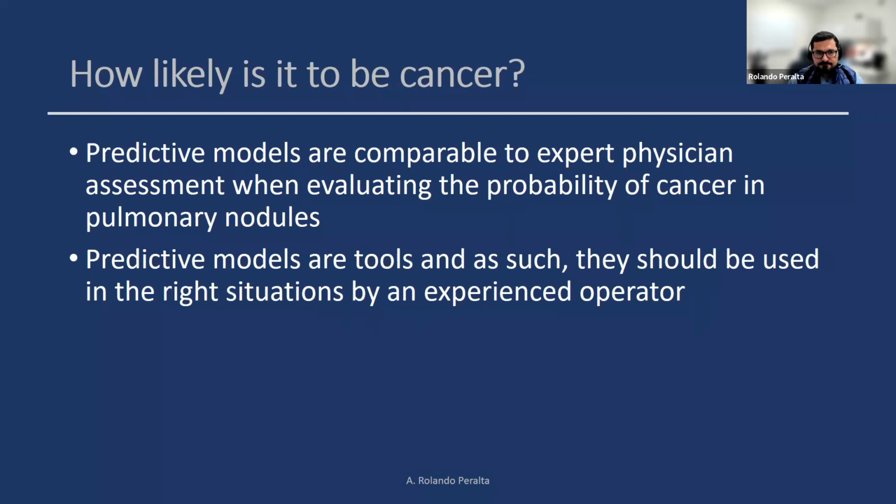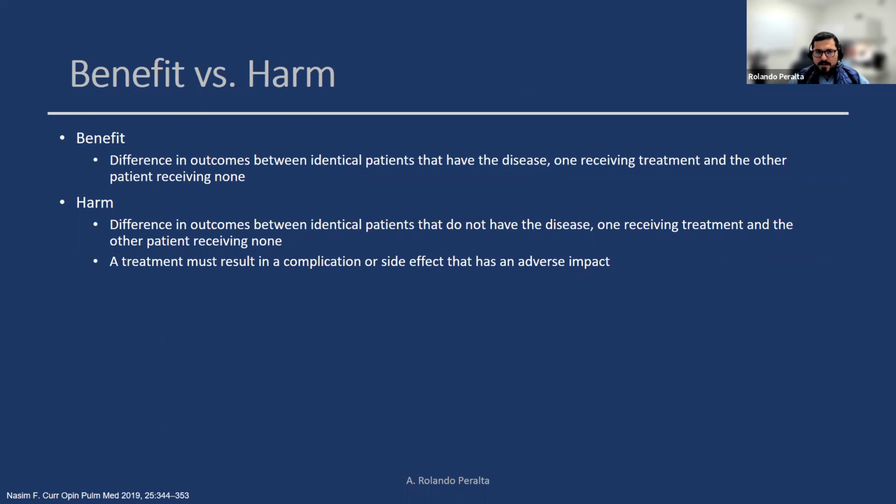All right, so we're going to switch gears a little bit and have one or two slides about benefit and harm. Definitions matter. Benefit is the difference in outcome between patients that have the disease, where one gets the treatment and the other does not. That's benefit. Harm is different outcomes between the same patients who do not have the disease, where one gets the treatment and the other does not. And a treatment must result in a complication or a side effect that has an adverse impact for it to be harmful. What this definition tells us is that someone who does not have the disease cannot benefit from something. They can only potentially be harmed. And someone who has the disease can benefit from the treatment that you're offering the patient, okay?